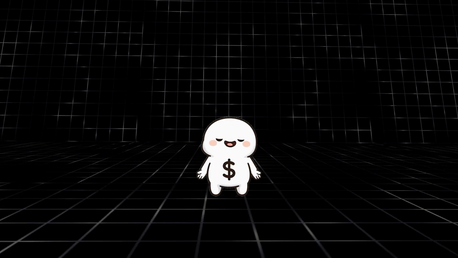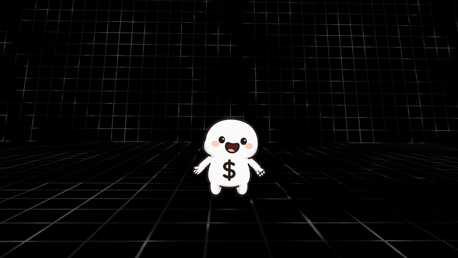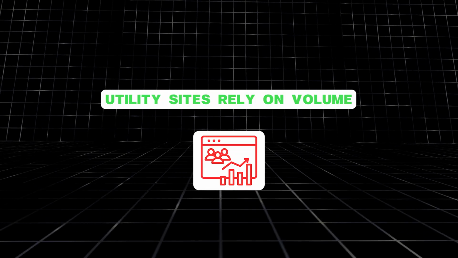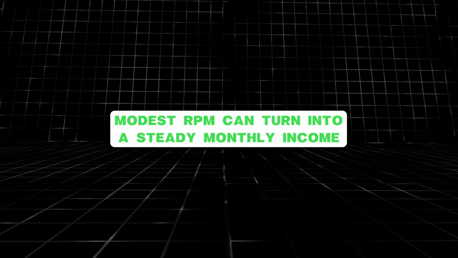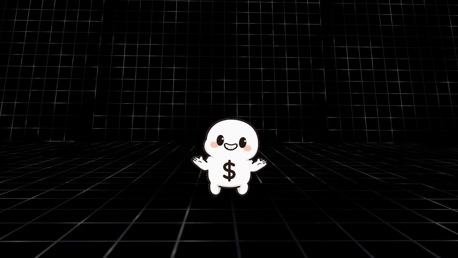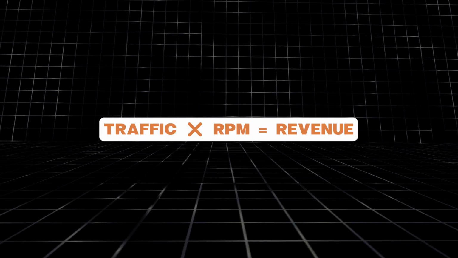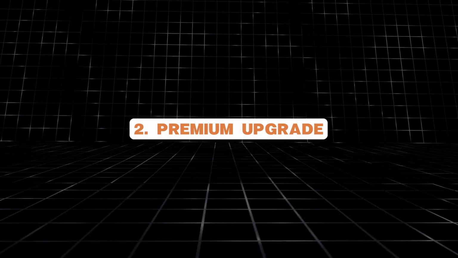The key is the placement. Have 1 or 2 clean ad spots on your page, not 10. Why? Because utility sites rely on volume. And if your page starts getting consistent traffic, even a modest RPM can turn into steady monthly income. It won't happen overnight, obviously. But simple traffic times simple ads equals predictable revenue. Simple math.